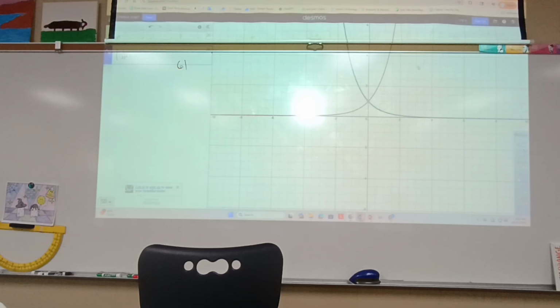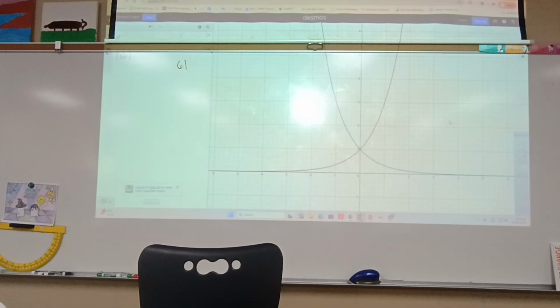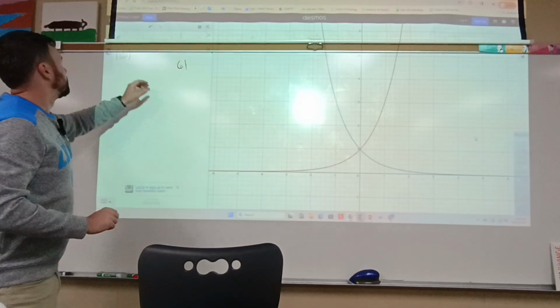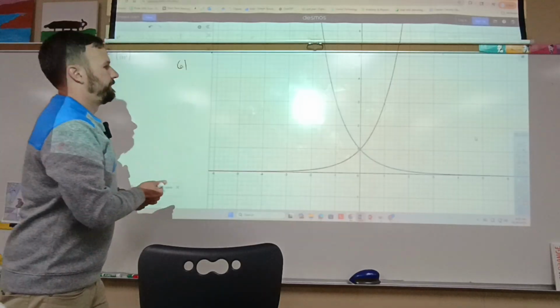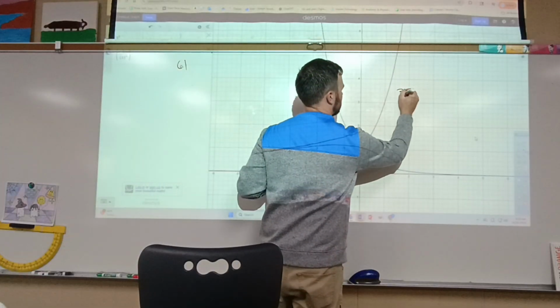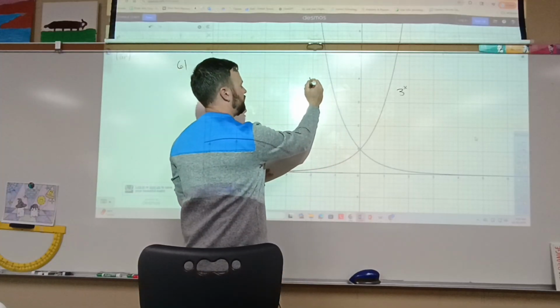All right. So something I want you to notice when we graph these beasts is how can I recognize the graph of an exponential or like match them up with each other? So a few quick things. The red one, this one's 3 to the x. And this one's 1/3 to the x.